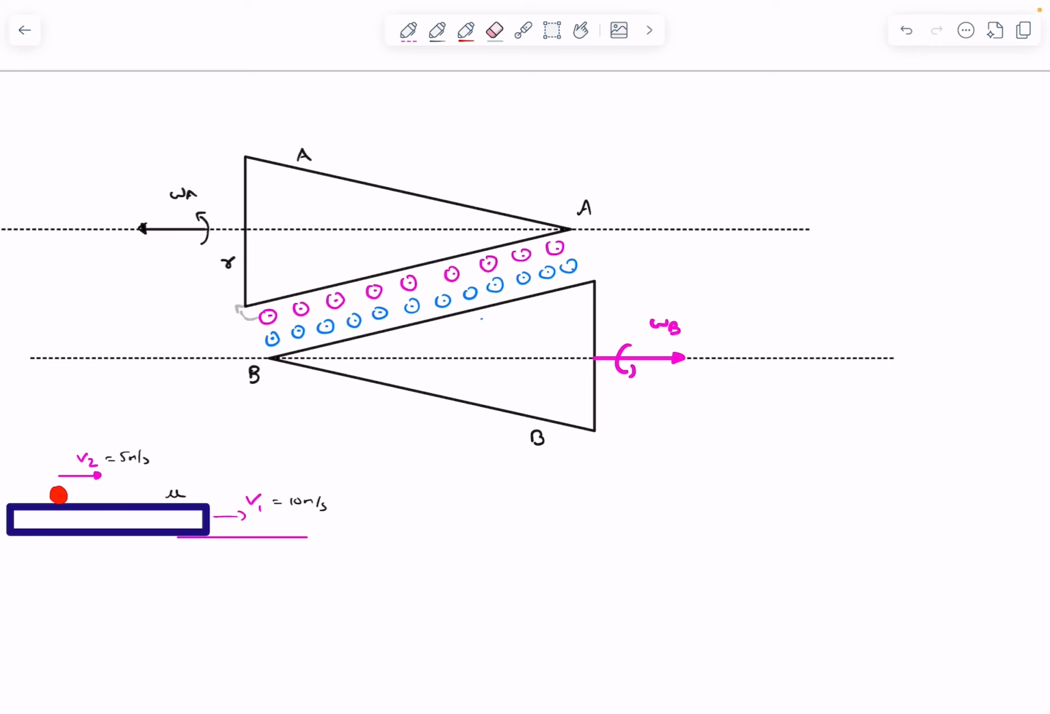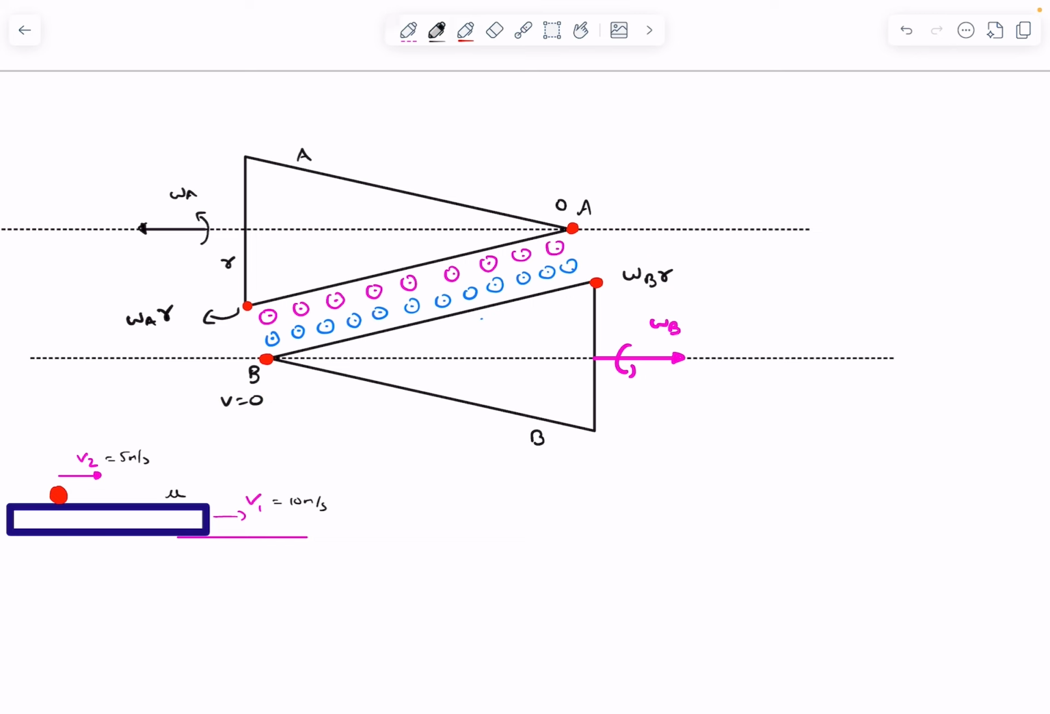Okay, so let's try to mark the velocities at the ends. The velocity of this edge point, we can write it as omega A multiplied by r, because the distance from the axis is r and the angular velocity is omega A. And here the velocity of edge B is 0, right? So the velocity of this point is 0. Exactly the same way, the velocity of this point is omega B multiplied by r and the velocity of this point is 0. So we go from 0 to omega A r and 0 to omega B r when we move along the slant surface.